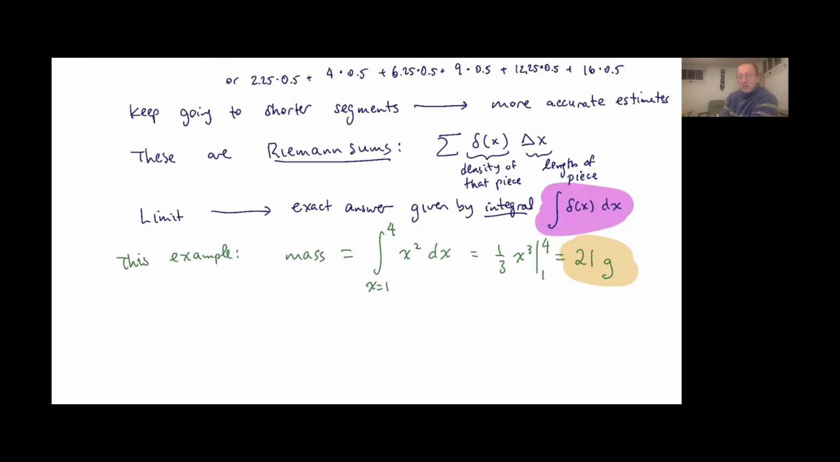Next, we're going to look and see what happens when there isn't just an x. The wire doesn't just go along an x coordinate. What happens if it curves? That's what we'll look at next.